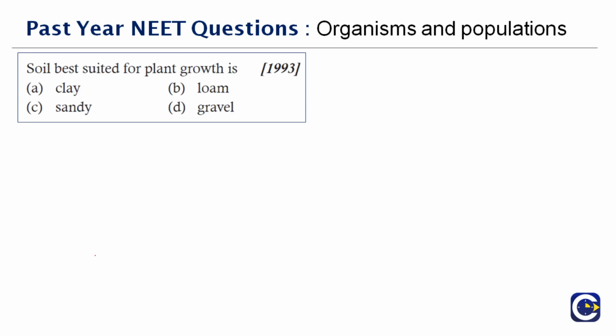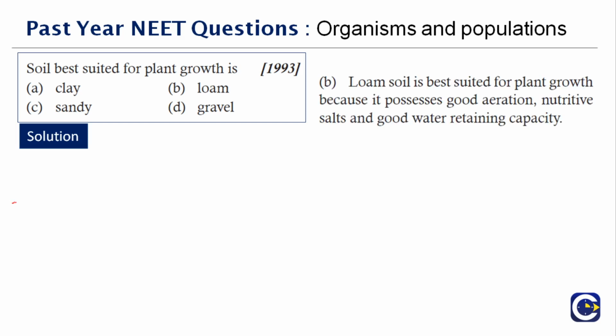Next question here. Soil best suited for plant growth is dash. Clay, sandy, gravel. It's obviously not clay and gravel. Okay, the answer is loam. Loam soil is best suited for plant growth because it possesses good aeration, nutritive salts, and good water retaining capacity. If you ask me what this loam will be, it will also have clay, it will have sand, it will have small stones or gravels in it, but it's a combination of everything.